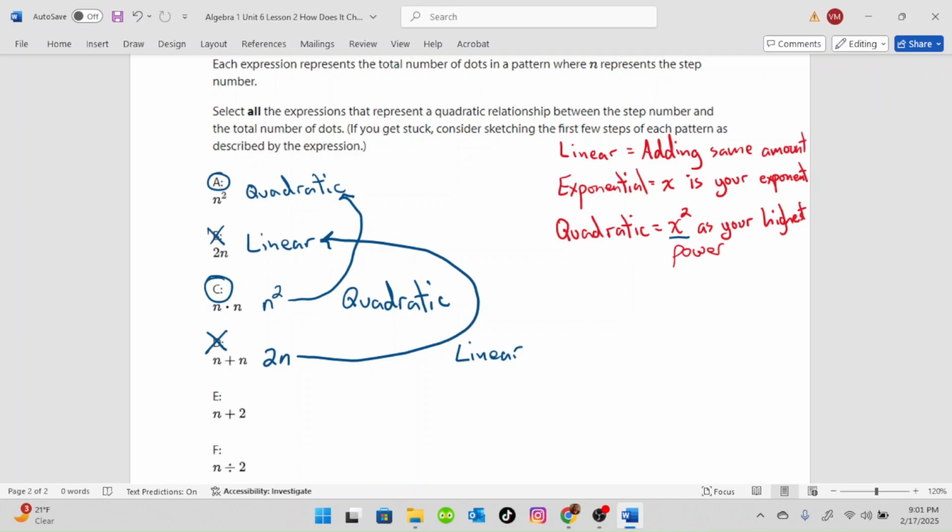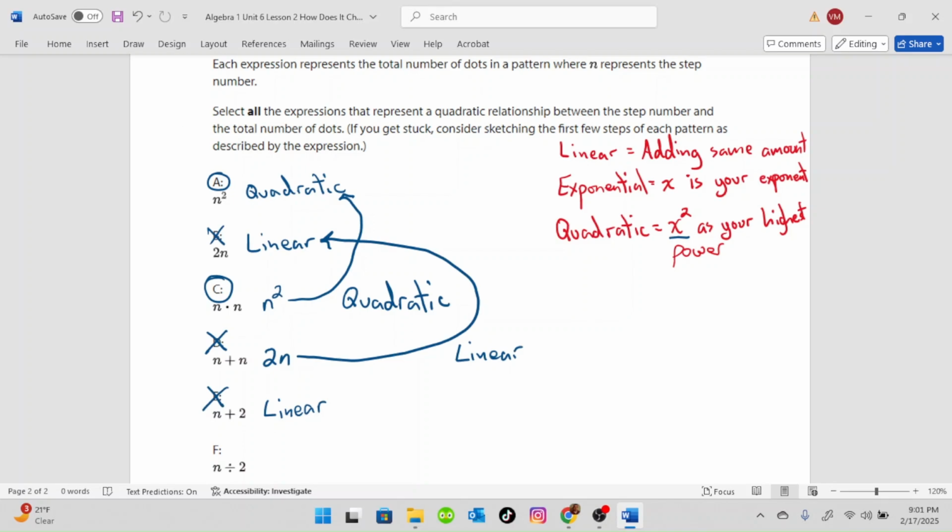Now, if we look at E, we have n plus 2. So every time we increase our step by 1, then our overall total will increase by 1. We'd have 0 plus 2, 1 plus 2, 2 plus 2. So because we are adding the same amount every time, this would be another linear. So E is wrong.